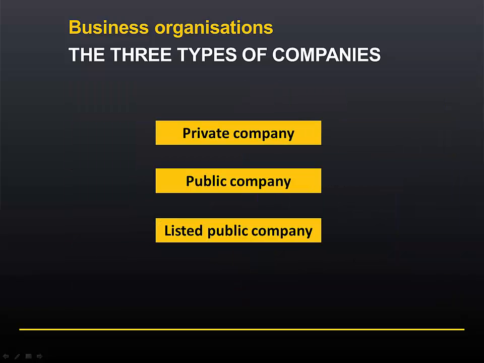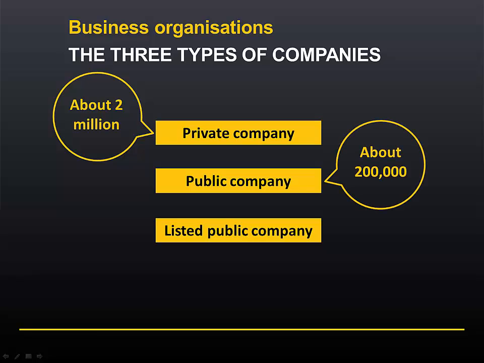There is a significant difference in the number of each kind of company in Australia. There are about 2 million private companies, about 200,000 public companies, but only about 2,000 listed public companies.